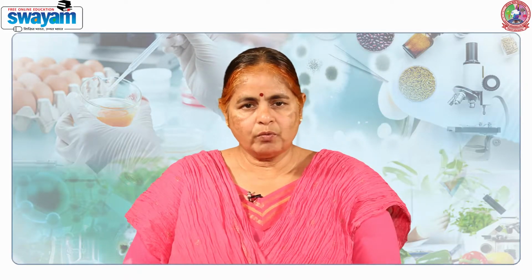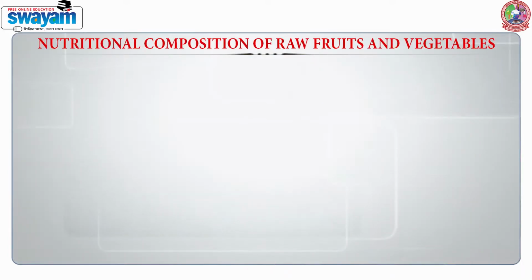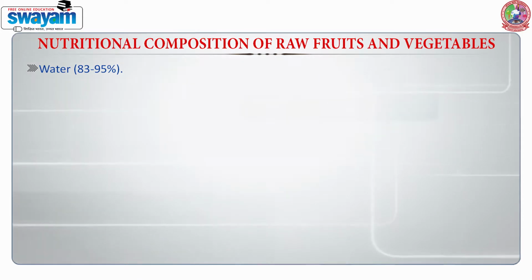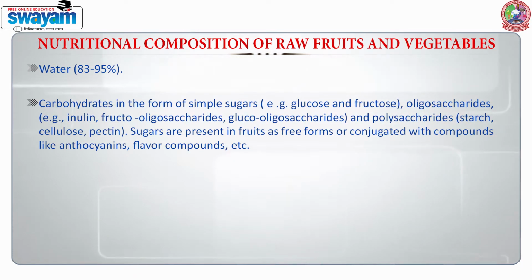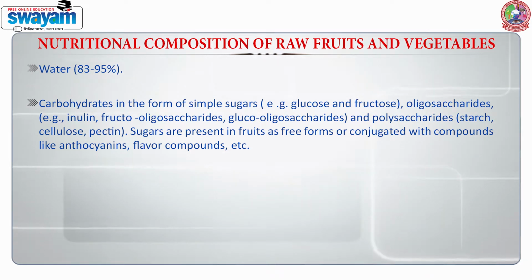Now, let us know what is the nutritional composition of raw fruits and vegetables. It is primarily water, which is present in the ratio of 85 to 95%. Carbohydrates are present in the form of simple sugars like glucose, fructose, oligosaccharides like inulin, fructooligosaccharides, glucooligosaccharides, etc. They also contain polysaccharides, for example, starch, cellulose and pectin.